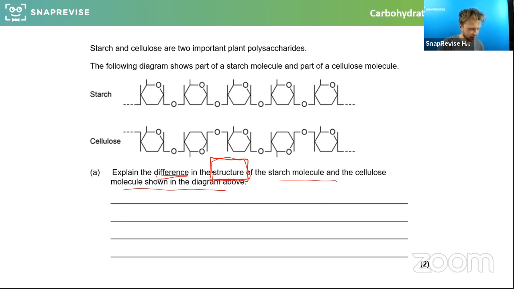Lovely. I'm seeing people saying the right thing. This is lovely. Explain the difference in the structure of the starch molecule and cellulose molecule. For this answer, it's actually really straightforward. You need to say that starch is made of alpha. So I'm going to write this in a really lazy way. So starch is made of alpha.